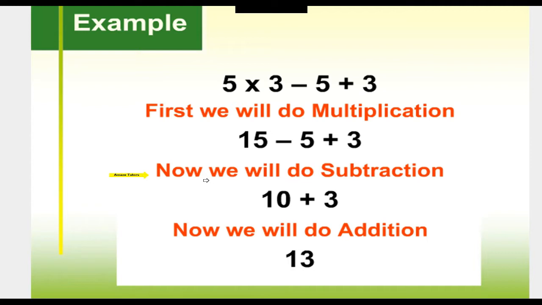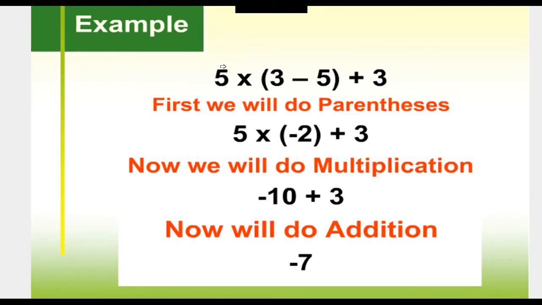Step 2. Now we have to do subtraction, because as we have already seen, we have to go from left to right. It can be plus or minus, it doesn't matter. Both take the same rank, so go from left to right. So 15 minus 5 is 10, plus 3. We will do addition, the last operation: 13. So 13 is the final answer for this question.